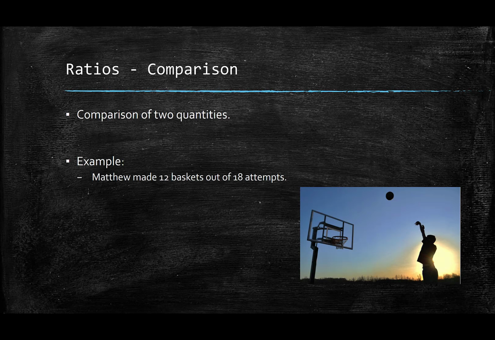A ratio is a comparison of two numbers. Let's take an example. Matthew made 12 baskets out of 18 attempts. Here we're comparing the 12 baskets that Matthew made to the 18 attempts that he took.